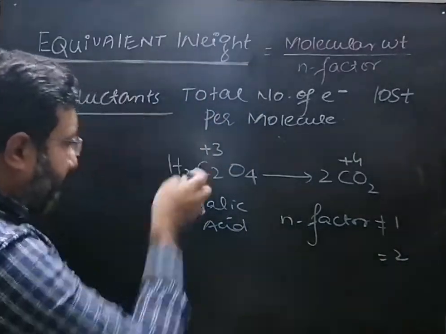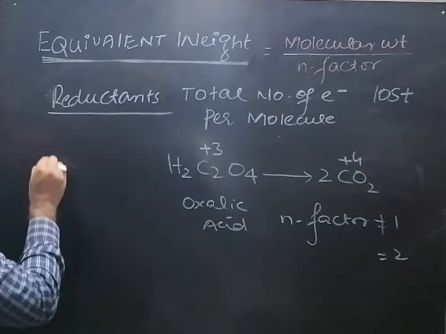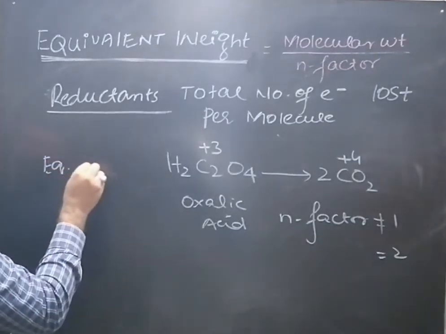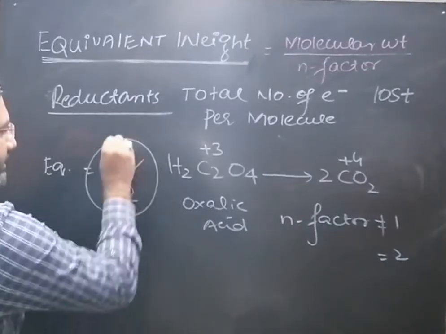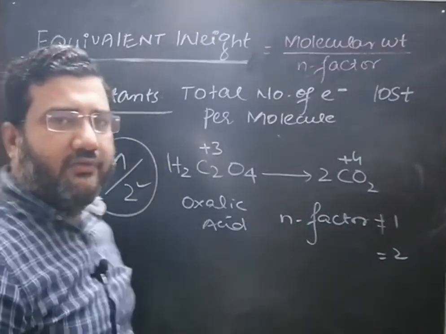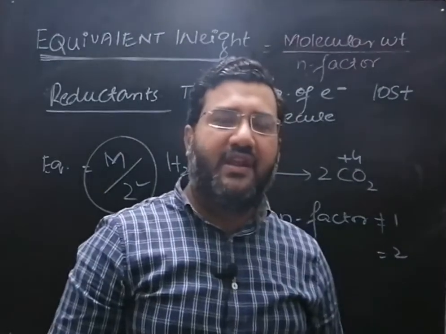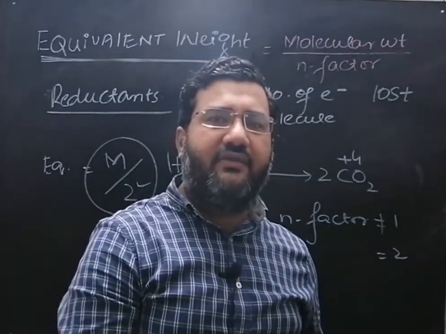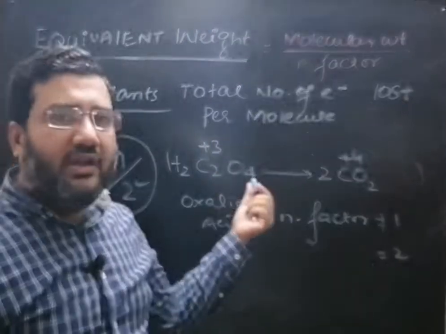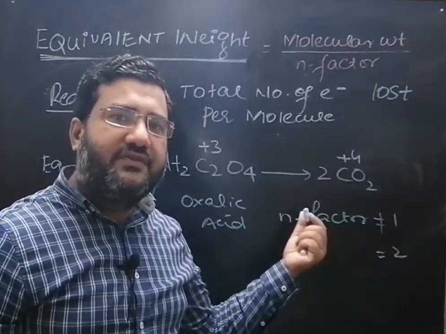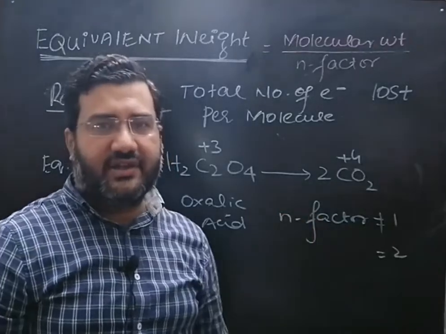And in this case, what should be its equivalent weight? Its equivalent weight should be equal to its molecular weight divided by 2. Here the N factor will be equal to 2, it will not be equal to 1. In this way, you can find the equivalent weight of any reducing agent by looking at the total number of electrons which are lost by that reducing agent.